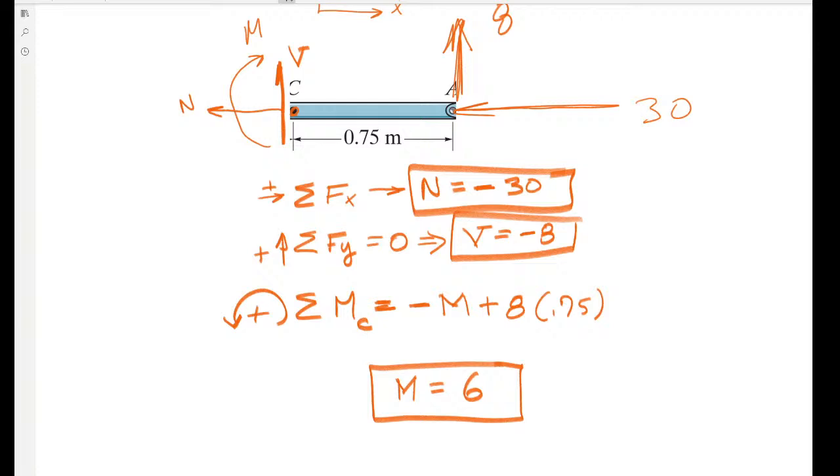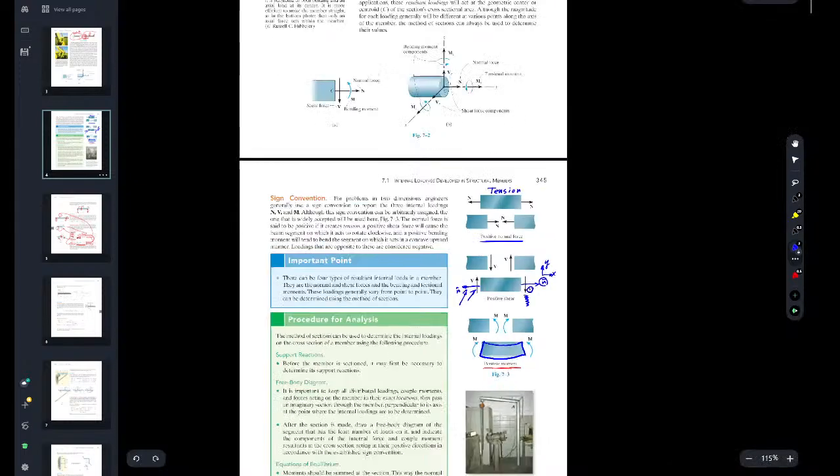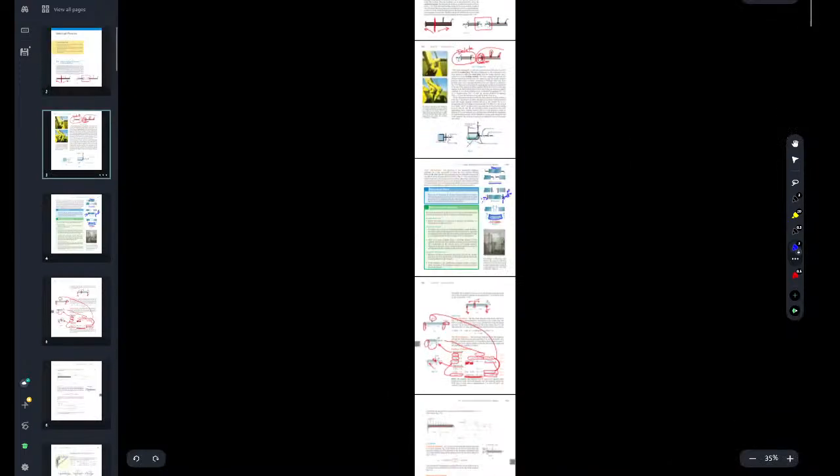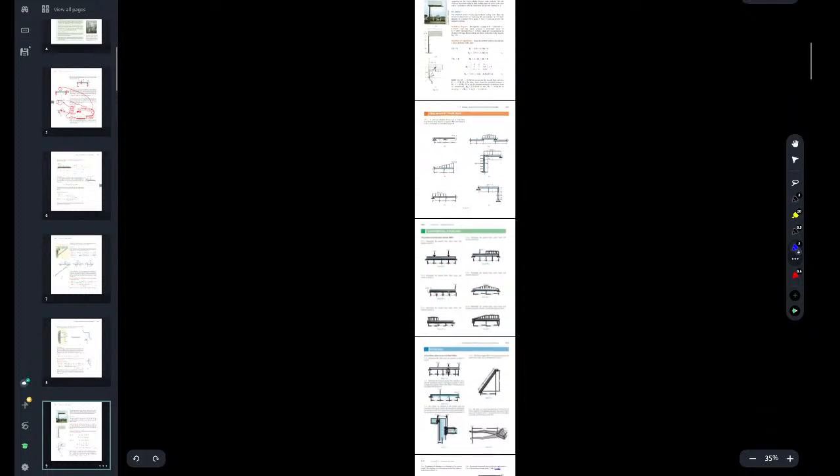So what I'm going to do next time is I'm going to go in here and take one of these ones that has applied moments and do a few of those.